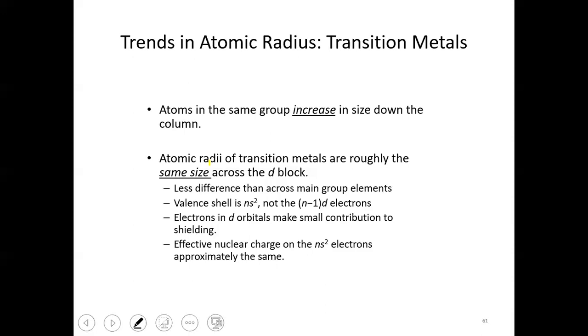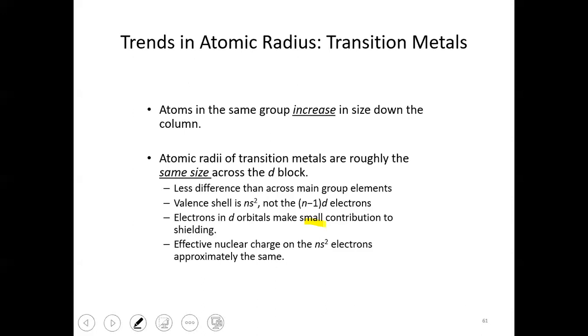Well, the fact that there's not a whole lot of change from left to right within a period in the transition metals tells us that electrons in the d orbitals just make a small contribution to shielding. And so because of that, the effective nuclear charge on the electrons in the s subshell is about the same, and so it doesn't change much. Slightly, there's a little spike when you get back to the p block, because at that point those electrons are slightly extended, and so you have a slight increase, and then it decreases again as the nuclear charge increases.